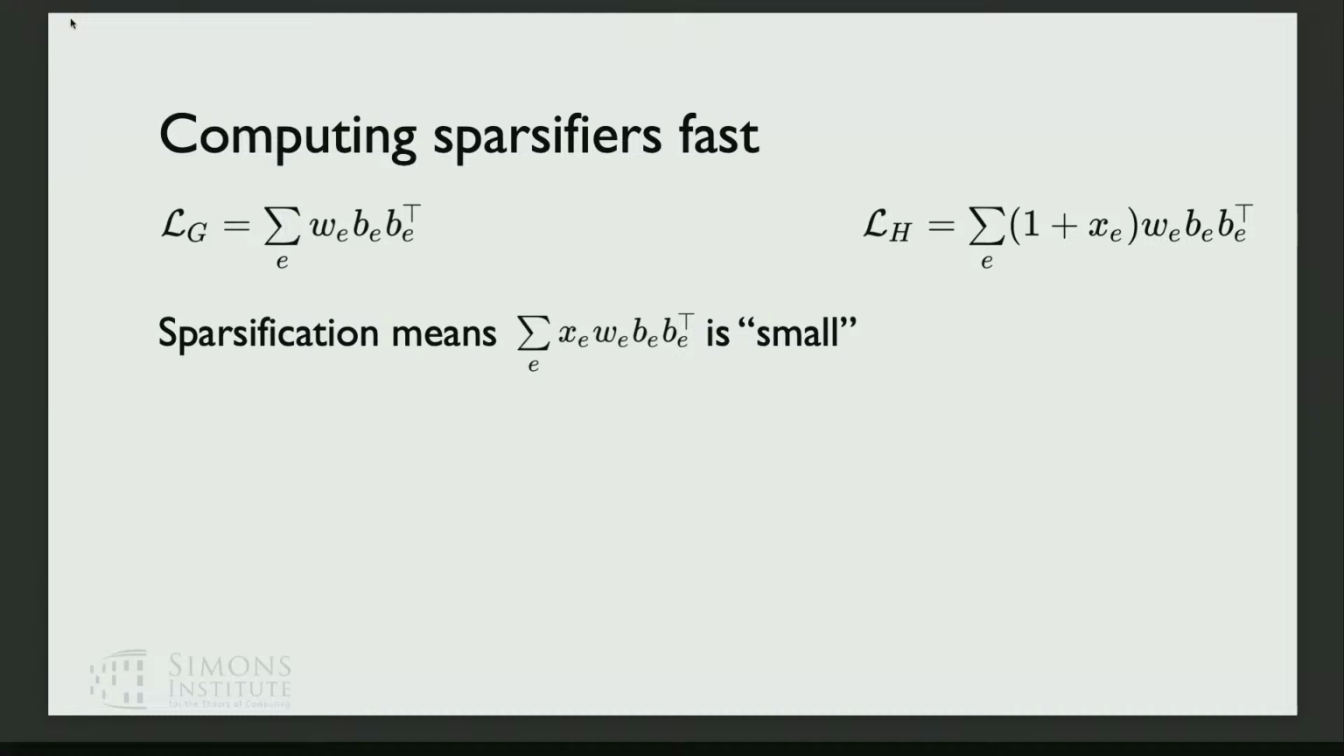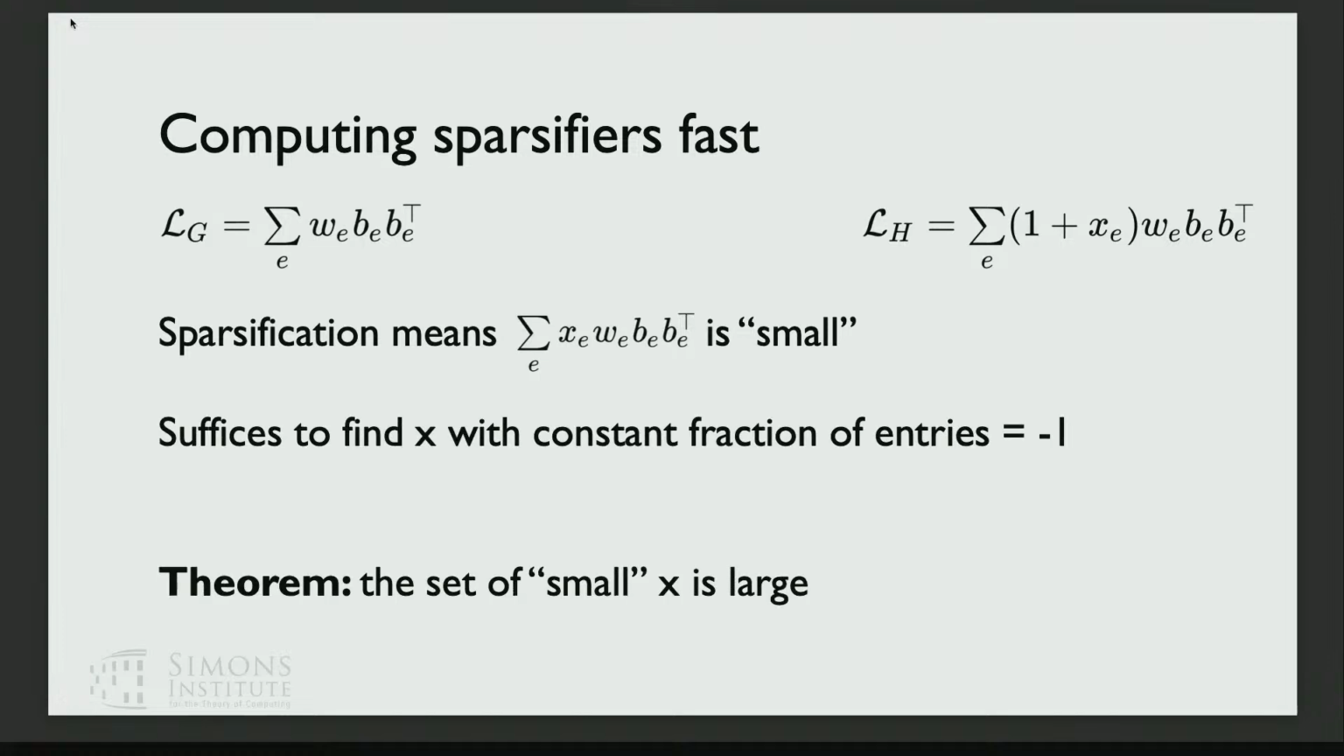If you remember the problem of constructing a sparsifier, we want LG and LH to be spectrally close. If we reweight every edge in G by this factor of 1 plus XE, sparsification is just equivalent to this matrix here being small. And so it suffices for our main goal to find some vector X where only a constant fraction of the entries are equal to -1. Most of the entries can be anything, but if maybe 1% of the entries are equal to -1, then applying this to form LH means that you've deleted 1% of your edges from your graph.